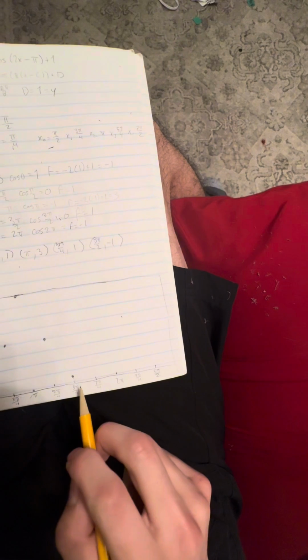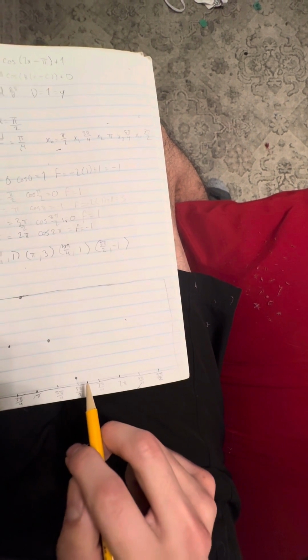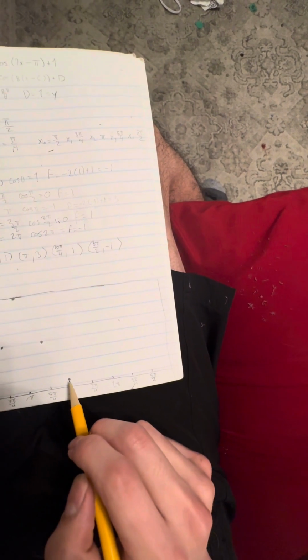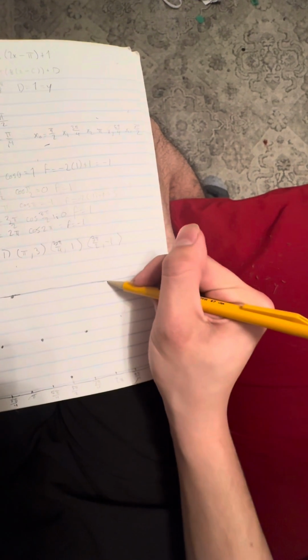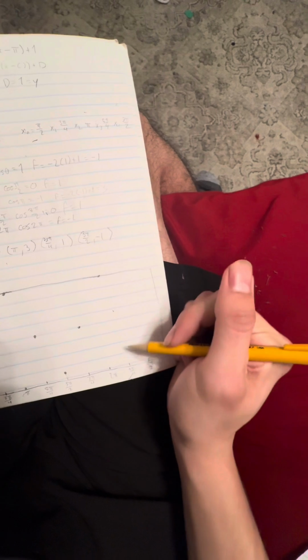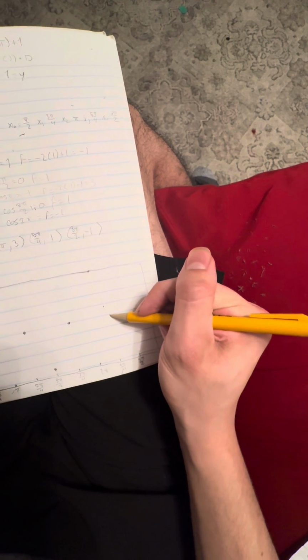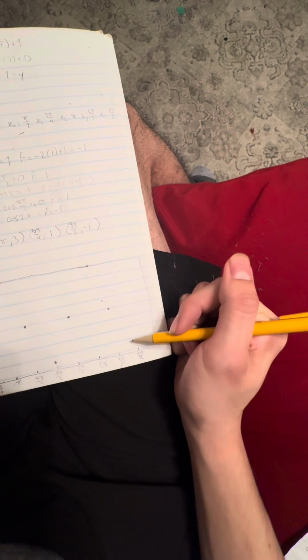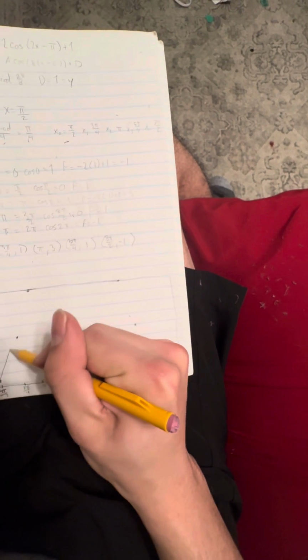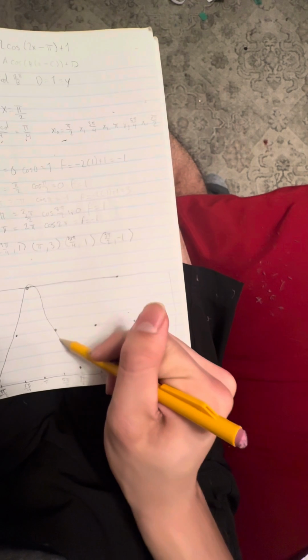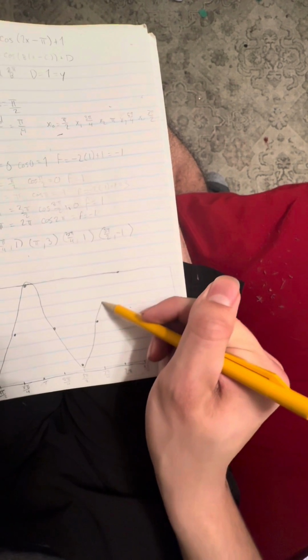And then you just kind of use the same numbers, but you continue to add up. So the next one would be here, then here, then here, and then here. So your graph is going to end up looking like this.